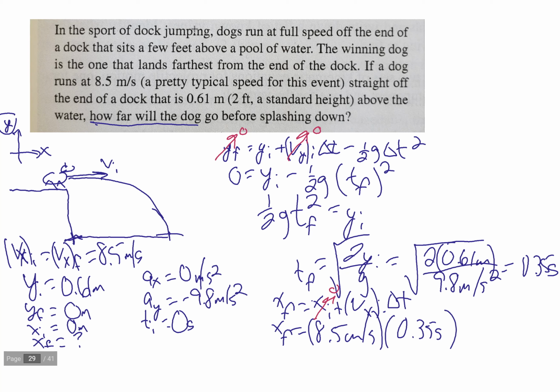Now, when I do this calculation, I would use my calculator answer, not the rounded answer that I just found. And when I do that, I wind up with, with significant figures, 3.0 meters as the answer. So that dog flies 3.0 meters through the air, which is pretty good. Okay, so that's how you do that problem. You're using both horizontal and vertical motion tied together by the delta t. Okay, and remember the delta t is t sub f minus t sub i. All right.